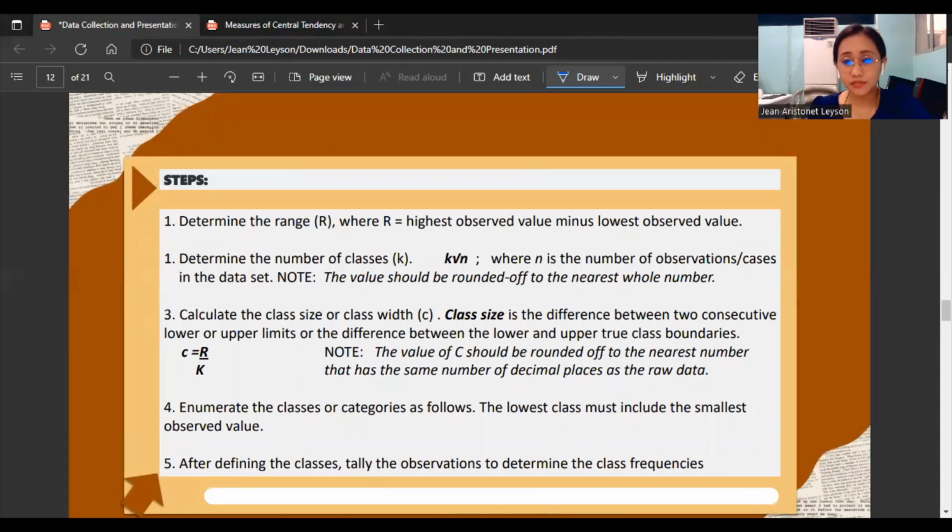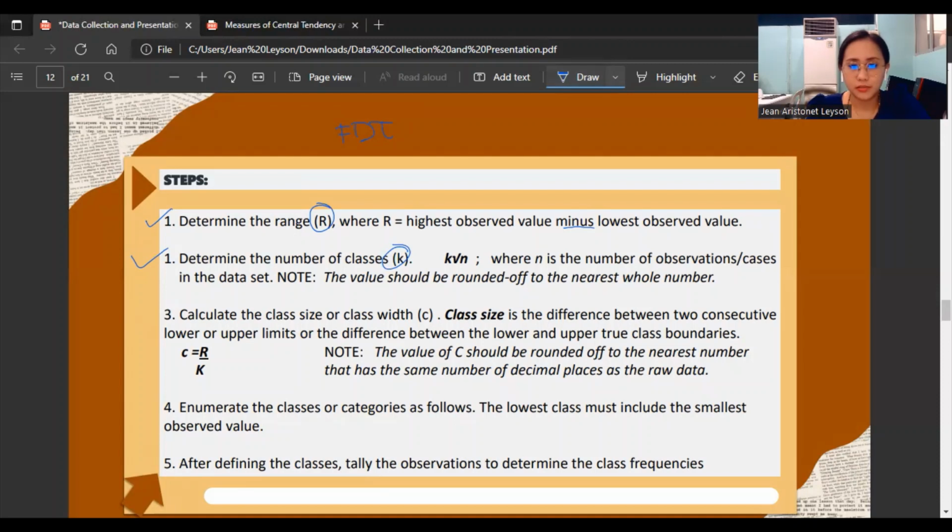So here we have the steps in constructing a frequency distribution table. Step one, determine the range denoted by the uppercase letter R, where R is equal to the highest observed value minus the lowest observed value. So simply look for the highest value or the highest data, then subtract it with the lowest value or the lowest data. Step two is determine the number of classes, which is denoted by K.